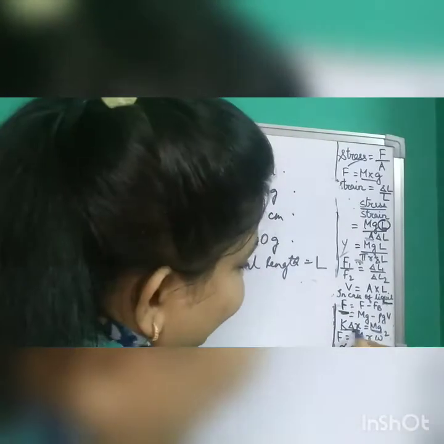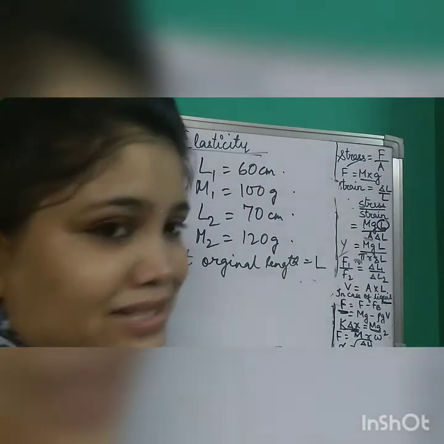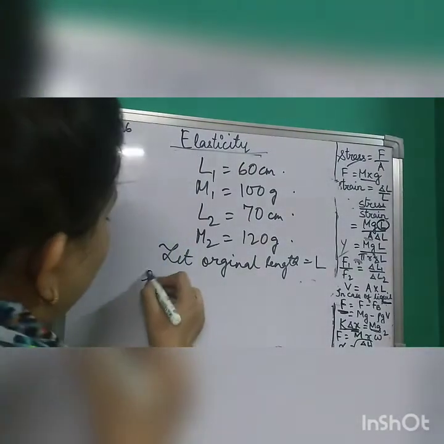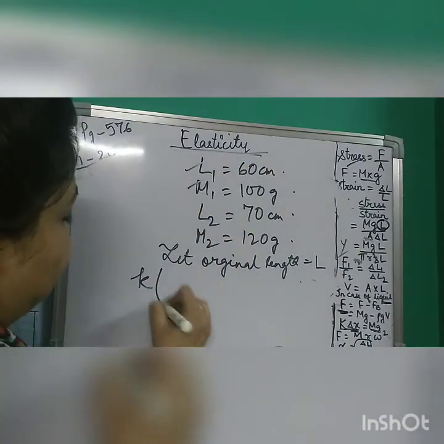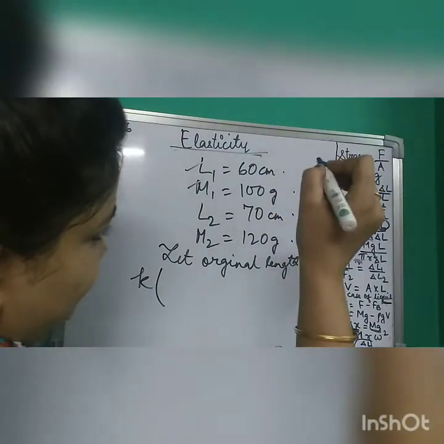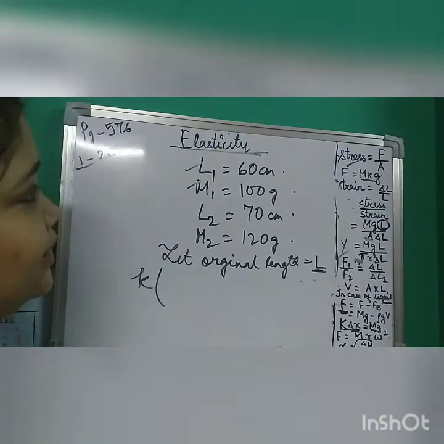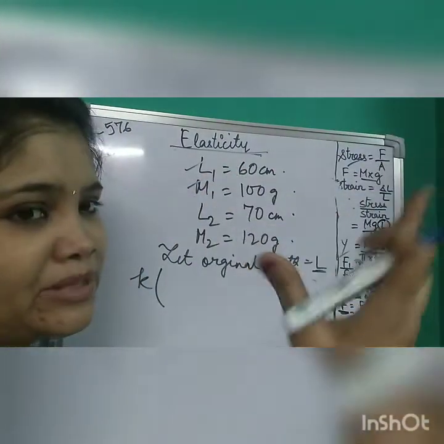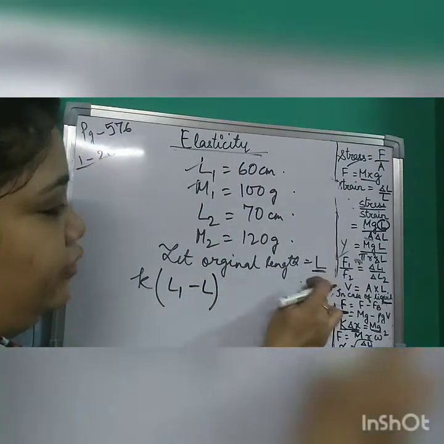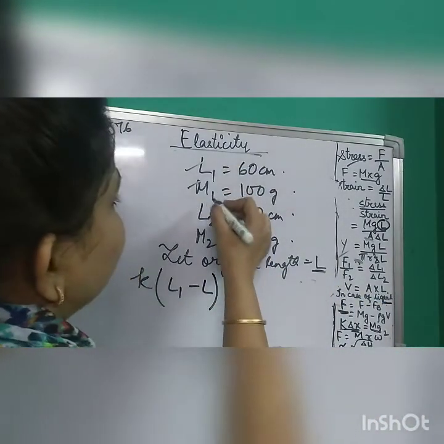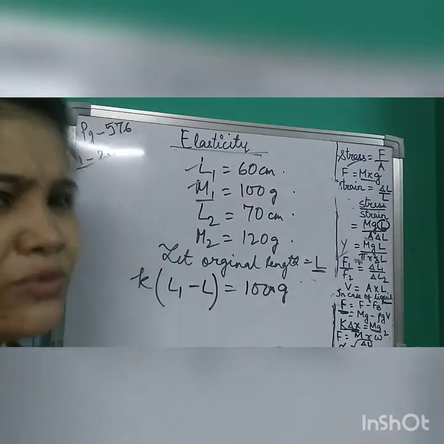So what is delta X? Delta X is the increase in the length. Okay, so our formula, let us first look at the first length. Suppose we have taken the original length as L. Obviously it is extending, which means L1 is bigger than L. So L1 minus L, the change of length, is equal to M1 g by K. What is M1? It is 100. Keep g as it is because anyway it is going to cancel out.